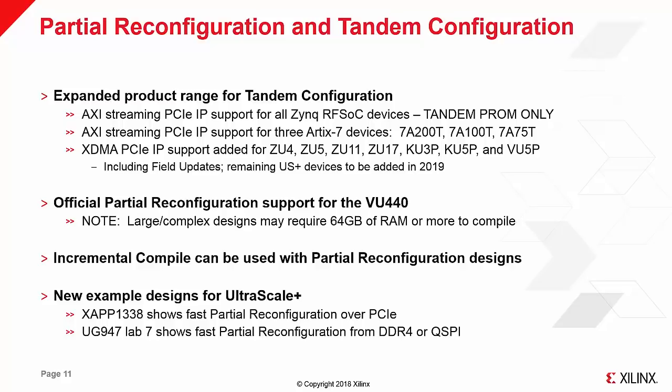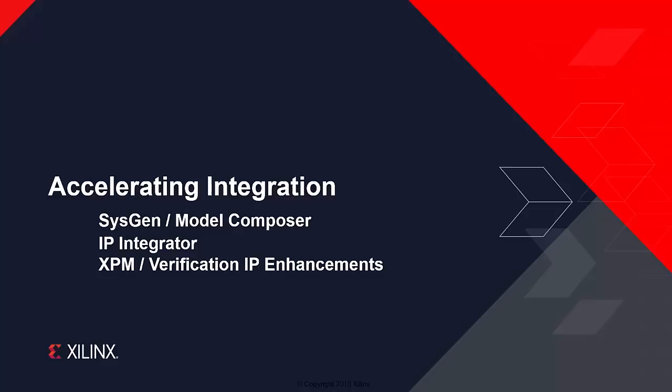Finally, we have a few new example designs for the UltraScale Plus devices. AppNote 1338 shows how to enable fast partial reconfiguration over PCIe, and Lab 7 in UG 947 demonstrates how to use partial reconfiguration from DDR4 or QSPI. Both of these documents will be available shortly after the 2018.3 release.